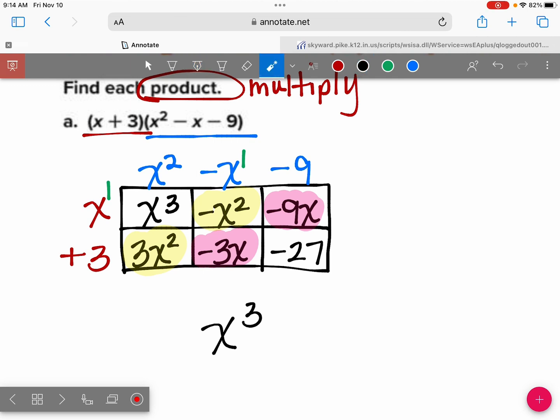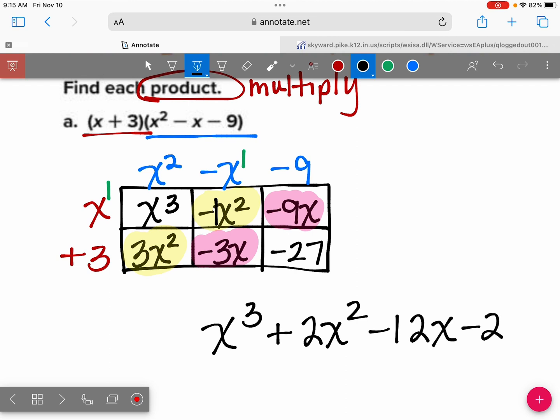And what do you get when you add these together? So I have a negative 1 plus 3. Negative 1, because that's a negative 1 right here. Negative 1 plus 3 is positive 2x squared. And then negative 3 plus negative 9 is a negative 12x. And then minus 27.